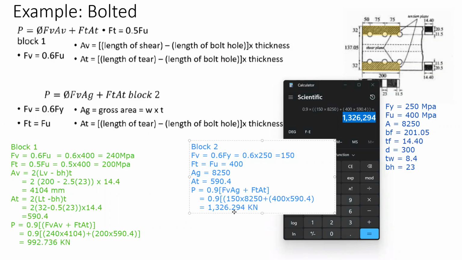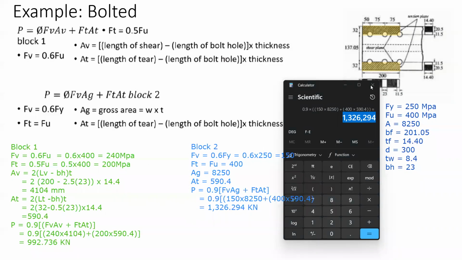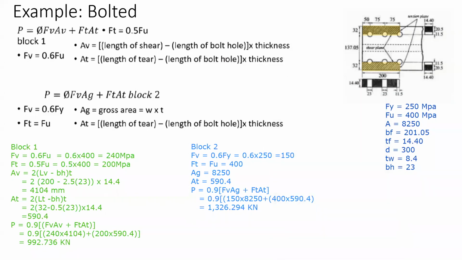Ayan. And then we compare them both sides and choose the lower value. Therefore, our block shear would be equal to 992.736 kilonewton. And this wraps up our review for the finals.